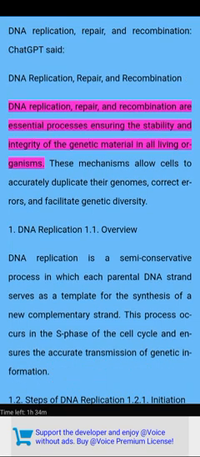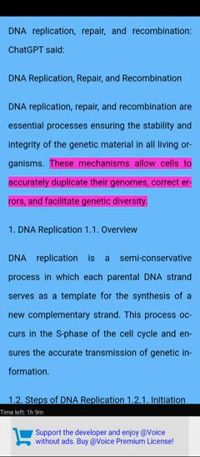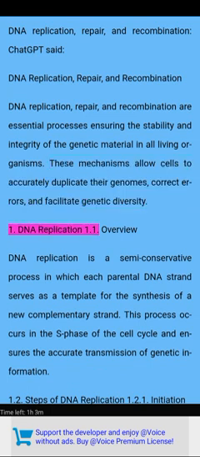DNA replication, repair, and recombination are essential processes ensuring the stability and integrity of the genetic material in all living organisms. These mechanisms allow cells to accurately duplicate their genomes, correct errors, and facilitate genetic diversity. 1. DNA replication. 1.1. Overview.